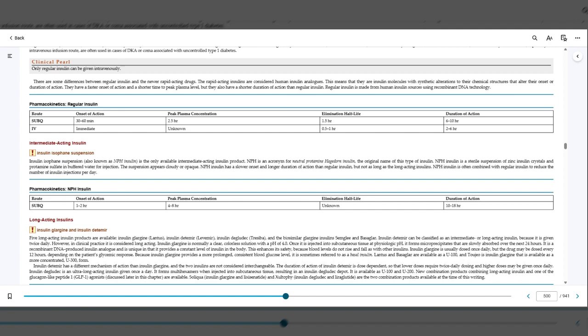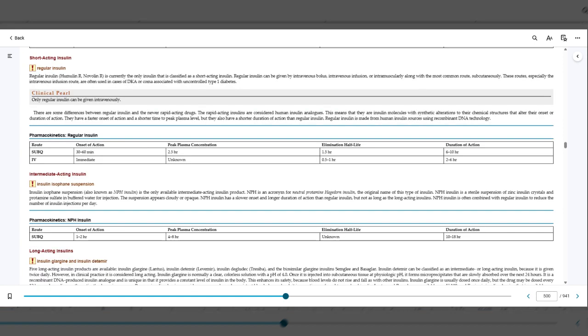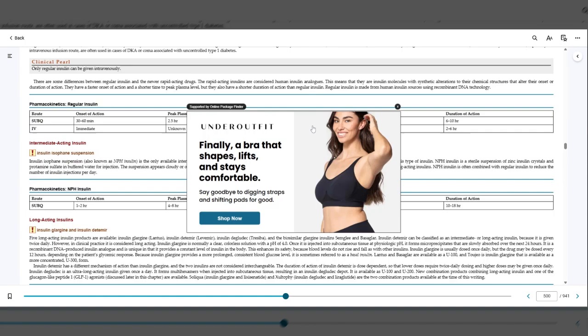So my regular insulin would get to work right away, but then when the duration tends to go down, my intermediate insulin would work. And my intermediate insulin is known as NPH. This one's a cloudy form, it mentions that here, versus regular insulin being a clear form.